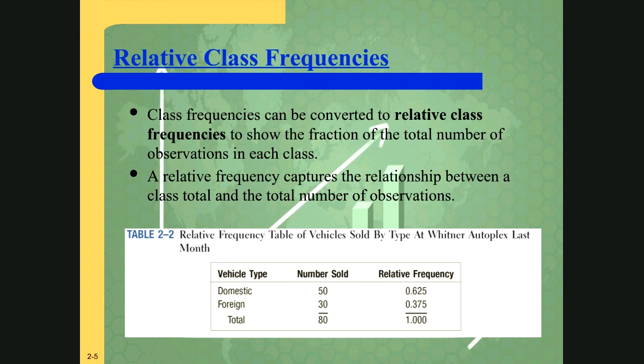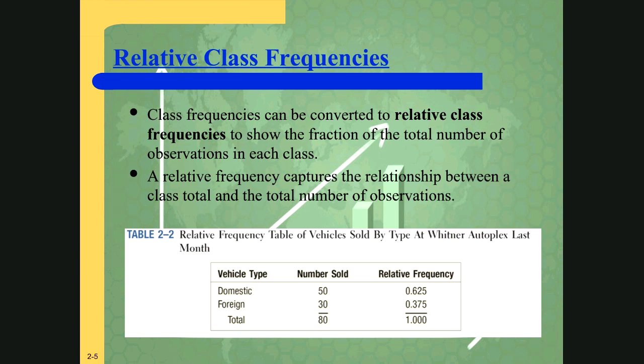So if we go back to the example of where cars are made, there's 50 that are domestic, or not where they're made, and the number sold. So 50 domestic and 30 foreign. We add the two, you get 80.